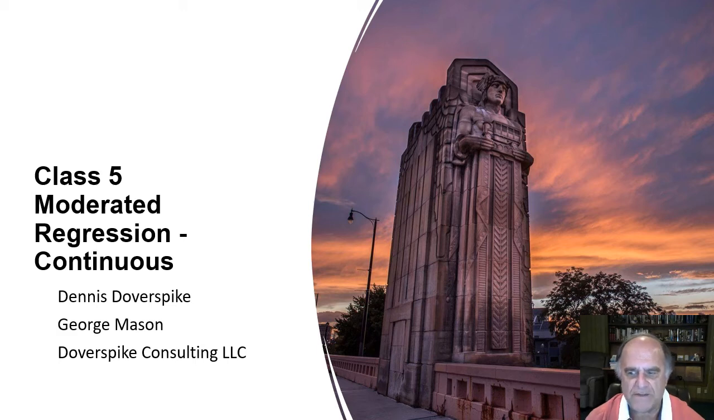Welcome to Class 5. Class 5 is moderated regression with continuous variables. So, as the name suggests, we'll be talking about moderated regression. This is a shorter set of slides, so I'm going to try to do it in just one part. We'll see how that goes. I might have to divide it up, but for now we're going to try to just do it as one part.